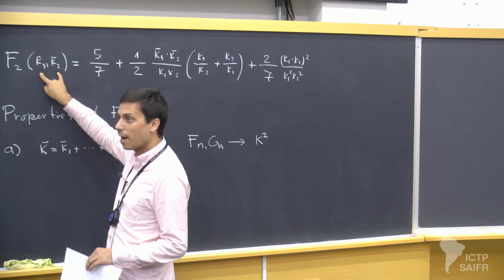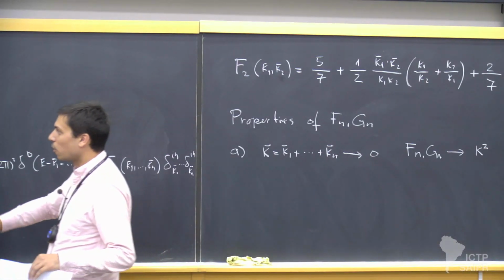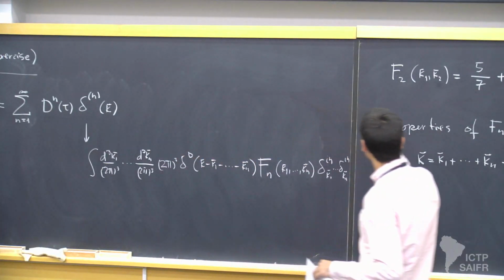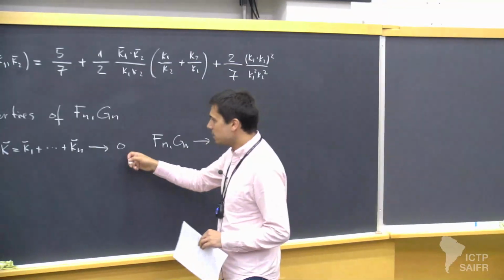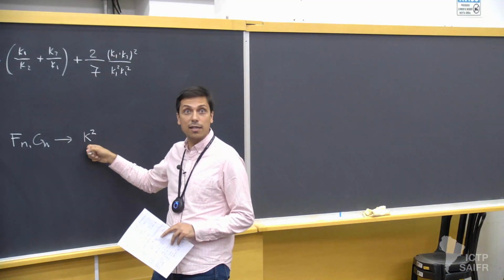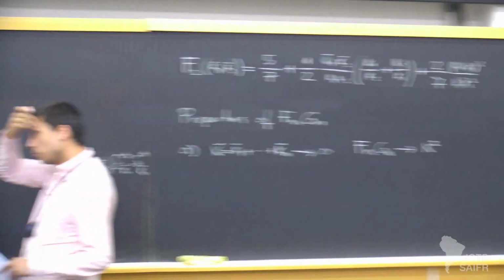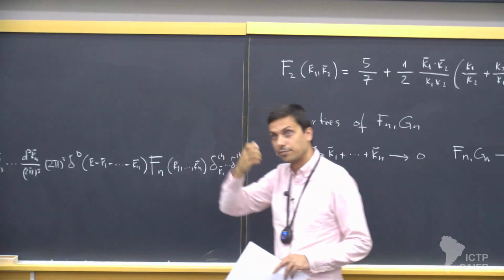What happens when I combine them, and what kind of contribution do they produce for the long wavelength combination when k goes to 0? As we saw from the general argument, this must go like k squared, and indeed it does. Of course, this is encoded in the equations of motion. There is momentum conservation.